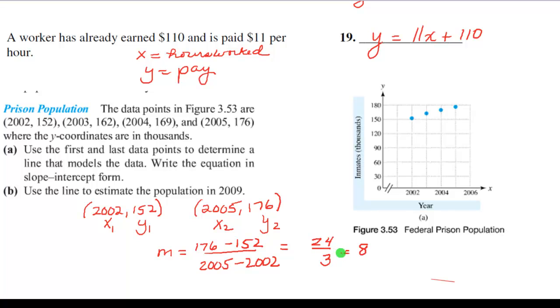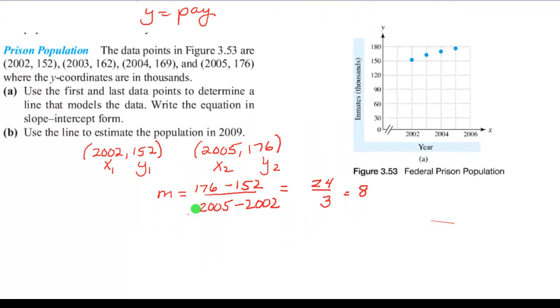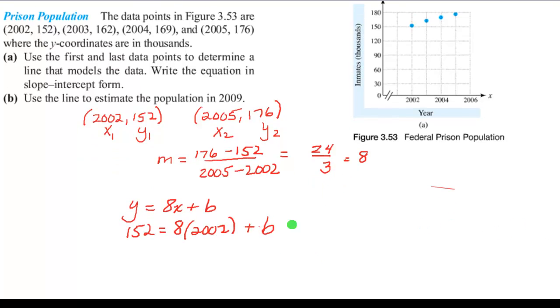And now we need to find our y-intercept. So we're going to use the techniques that we learned in previous videos. We're going to write our formula as much as we have it. So that's y equals 8x plus b. And then you get to use one of your 2 points. And let's just use the first point. Substitute in for y and x and solve for b. So notice how the 152 got substituted for y. The 2002 substituted for x. And now we're just going to do a little bit of algebra here to get our b.